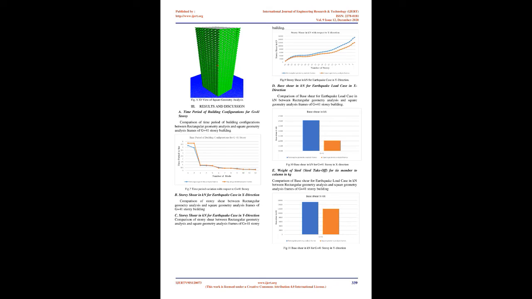B. Model description. 1. Preliminary data required for rectangular and square geometry analysis. Rectangular and square geometry analysis model is prepared on ETABS software in Zone 3.